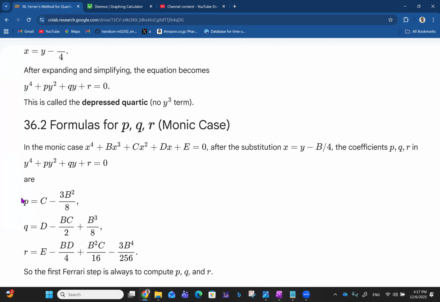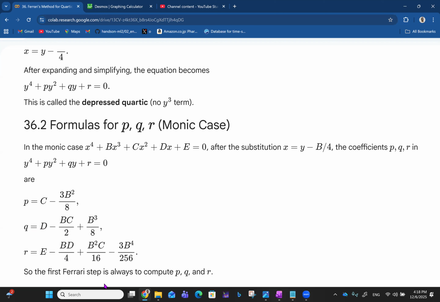Okay. Then P, that is C minus 3B squared over 8. Then Q, D minus BC over 2 plus B cubed over 8. R is E minus BD over 4 plus B squared C over 16 minus 3B to the fourth over 256. So in essence, once you know these substitutions, you can substitute your values because we already know B, C, D, and E. You can just put them up here and you get P, Q, and R. And you fix it up here and you get your quartic equation.